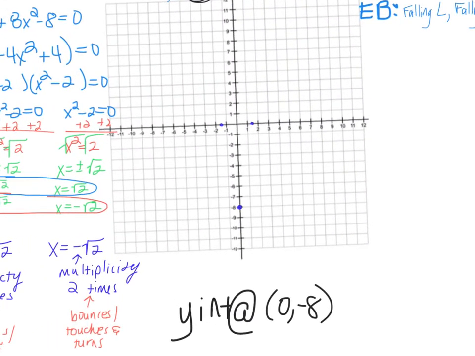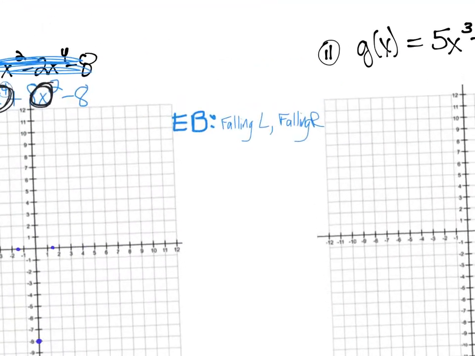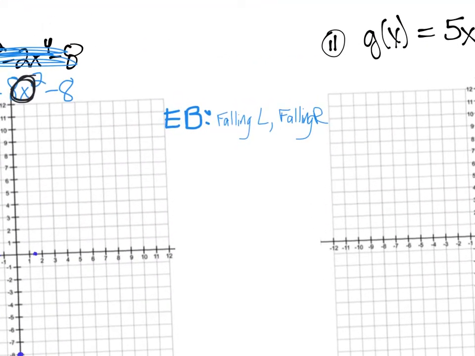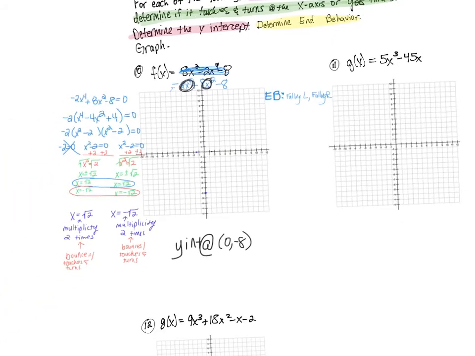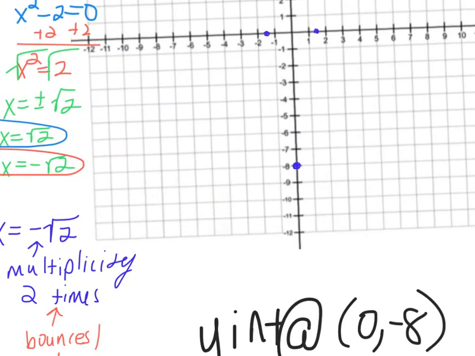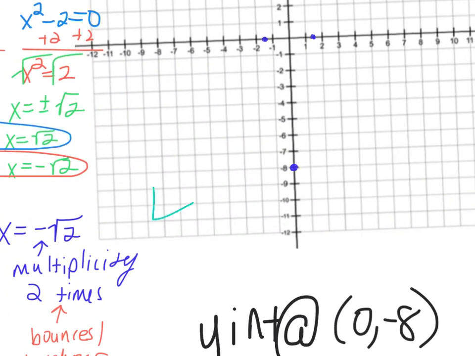Now, in order to graph, this is the part where you guys will get confused because you look at these points and you're like, oh gosh, how do I connect them? Here's a real easy way to get your mind wrapped around it. What did you guys tell me the end behavior is? Fall left, fall right. It falls on the left and it falls on the right.